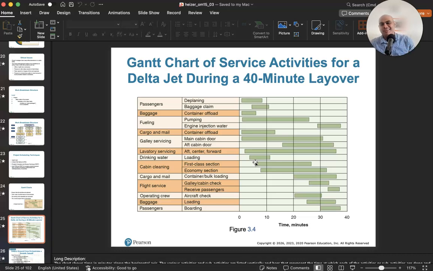We are packed in like cattle there, right? So I call them cattle class people. So cattle class people are getting off the plane, right? So those are the regular ticket people. So that's cabin cleaning. Then you have, right, the economy section, cargo and mail.